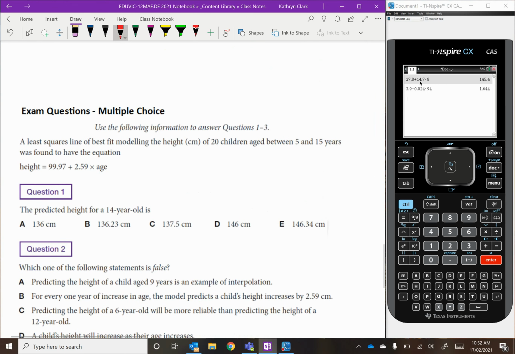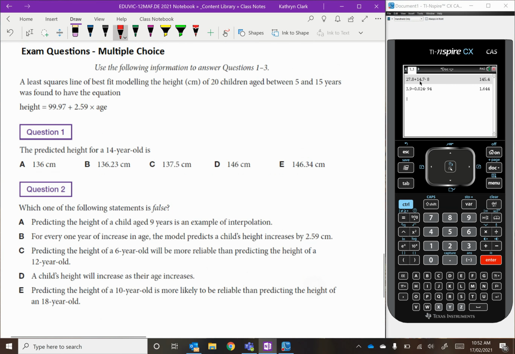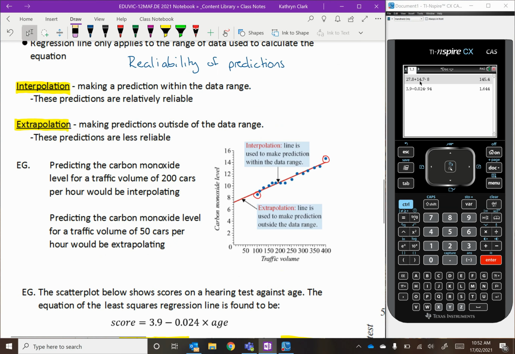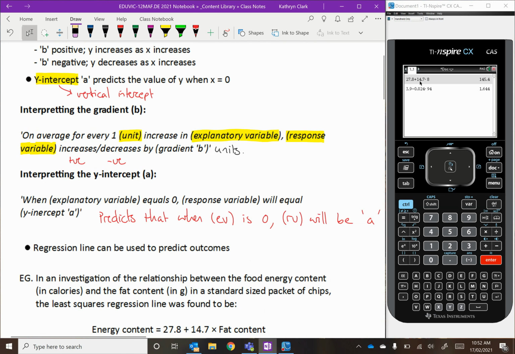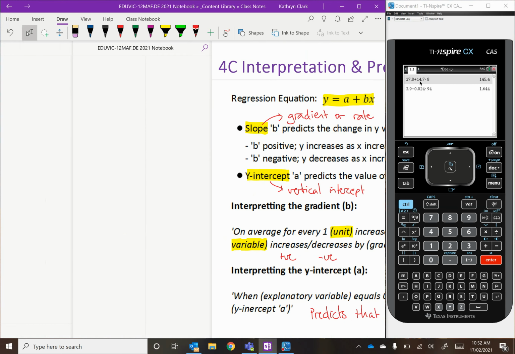All right, there's 2 more exam questions for you guys to have a go at. Alrighty, let's have a look at the rest of 4C now. I'm just going to change pages here.